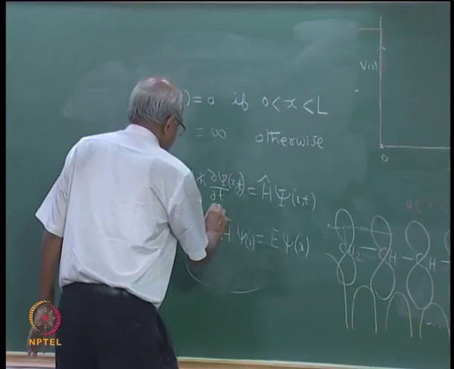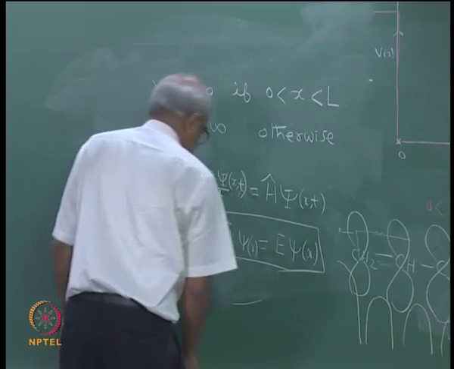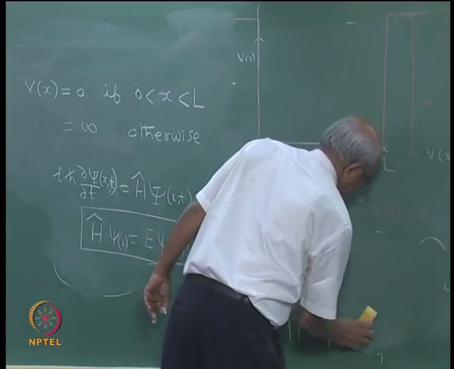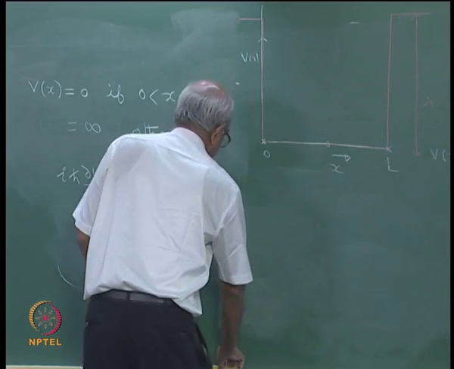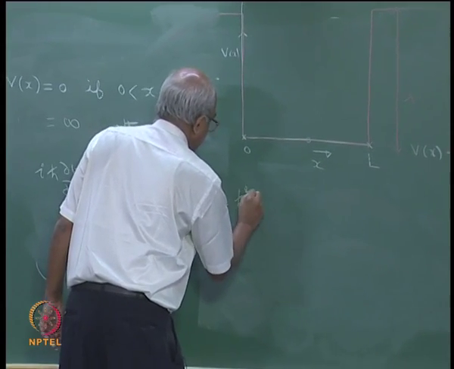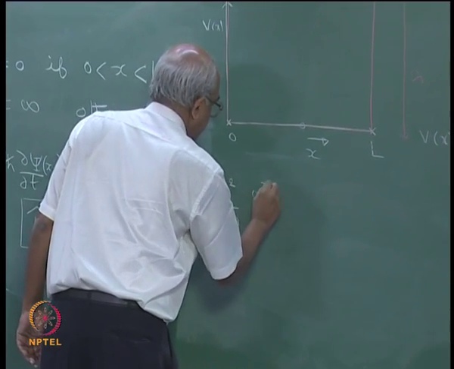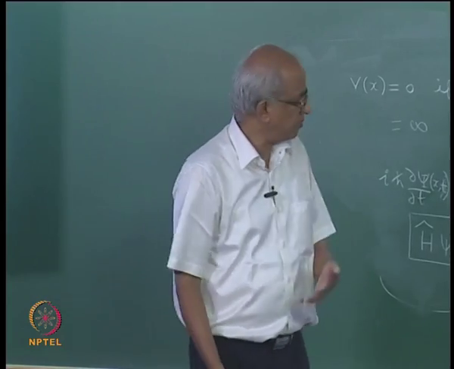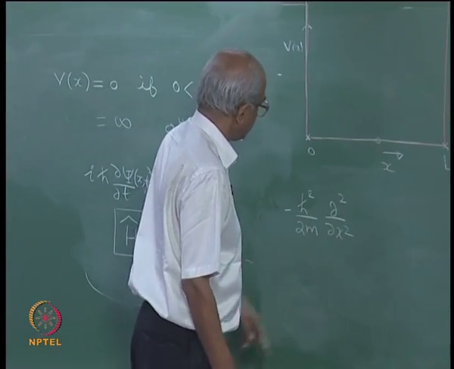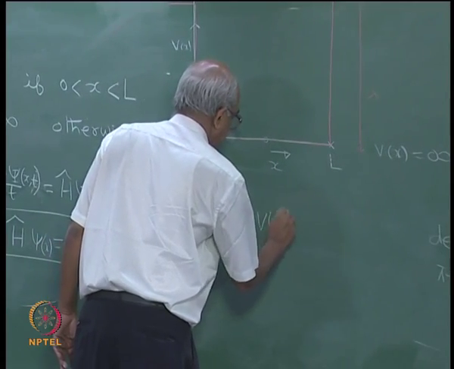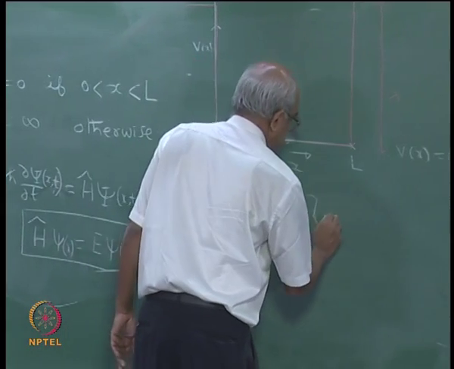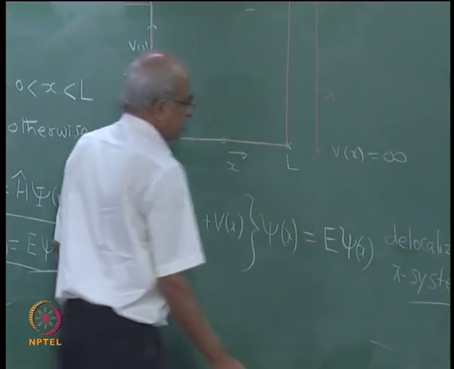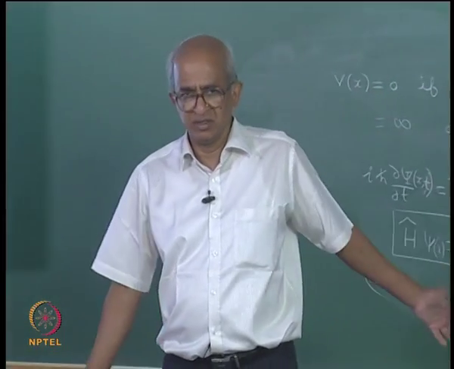So, now I have to solve this equation, and what is this equation? Let me write this in a little bit more detail. What this equation says is minus h cross square by 2m dou square upon dou x square, because that is our operator for kinetic energy. Hamiltonian contains kinetic and potential energies. So, minus h cross square by 2m dou square upon dou x square plus V of x is my Hamiltonian operator. So, this is the equation that I should solve. This is the eigenvalue equation that I should solve.